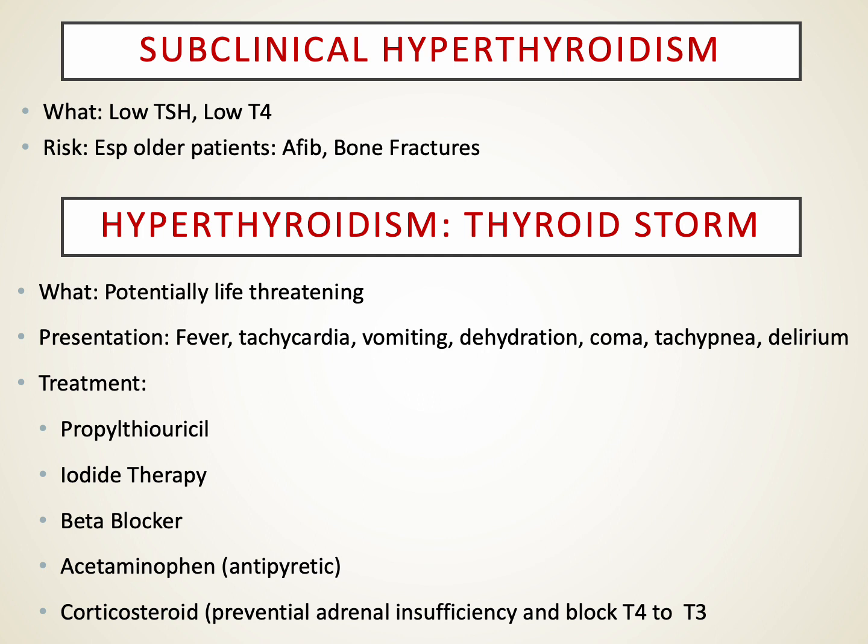What is most concerning, though, is thyroid storm, where the hyperthyroidism is out of control. This is potentially life-threatening. You'll have patients who present with fever, severe tachyarrhythmias, vomiting, dehydration, coma, tachypnea, and delirium. And in this case, we're going to use either propylthiouracil or methimazole. Either one could probably be used, but propylthiouracil probably has more historical data for its use. Iodine therapy, beta blockers, acetaminophen as an antipyretic, and many times you'll see corticosteroid added to that mix as well.